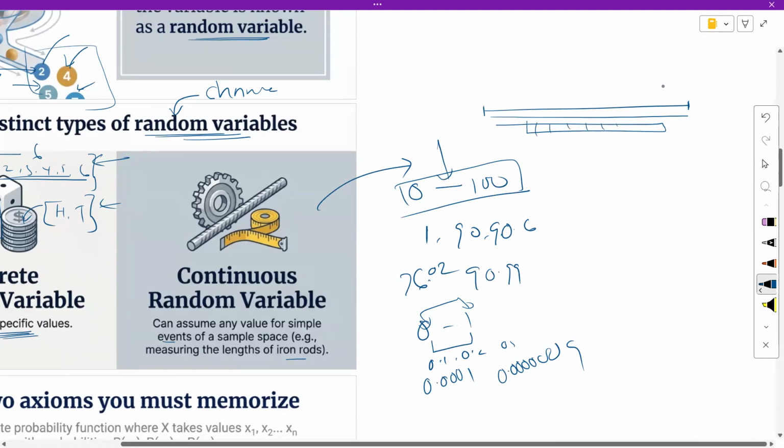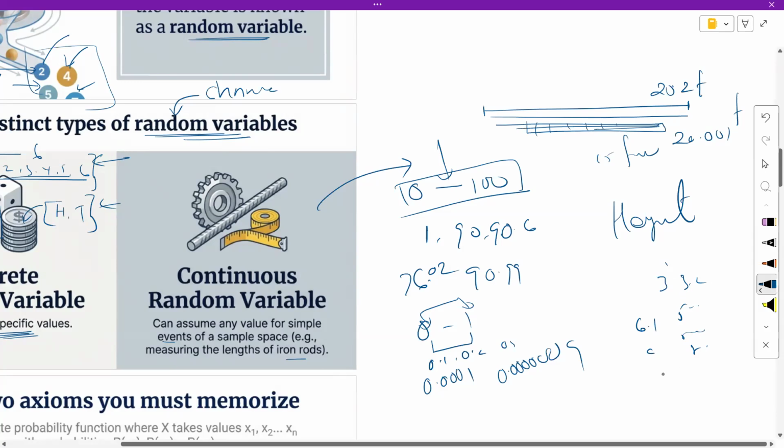Measurable, sometimes it may be 20.2 feet, sometimes 20.001 feet, or sometimes 15 feet. Right? So it's measurable. Likewise, height of a student, height of a man, it takes any values. Sometimes 3 feet, 3.2 feet, 5 feet, 5.5, 5.8, 6.1, 6.2, 6.5, or 6.025. So it takes any values within that range. So that is what a continuous random variable is.